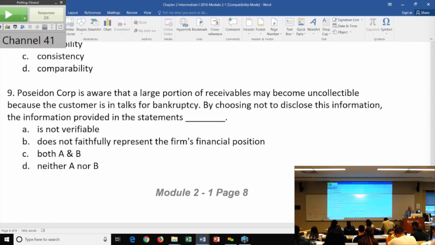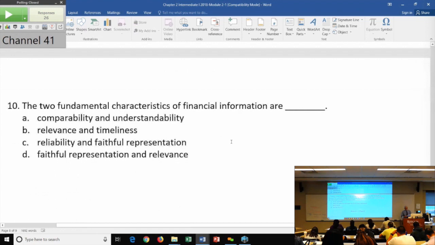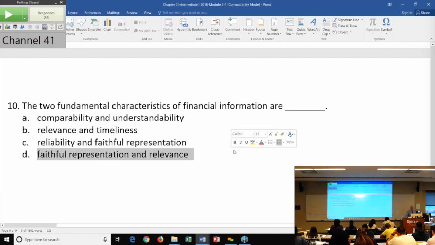Number 9, the answer is B. If you don't disclose information, it's not faithful representation. So B is the answer to 9. Number 10 is fundamental characteristics we should know would be faithful representation and relevance. That's just knowing that as well. All right, so it gives you a good idea of what you need to know.